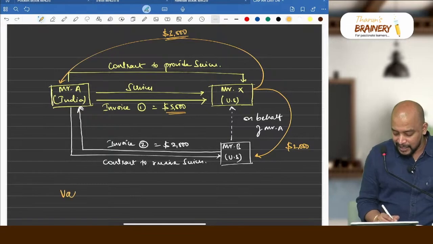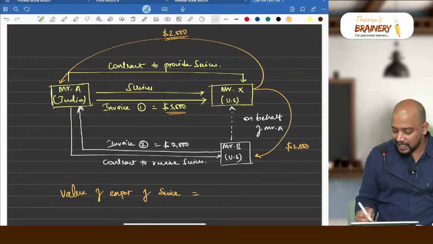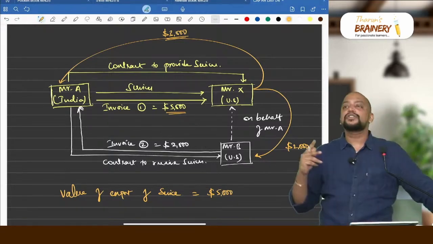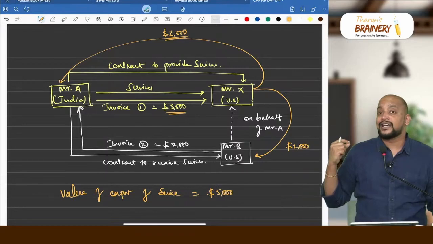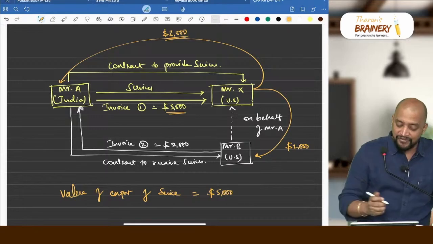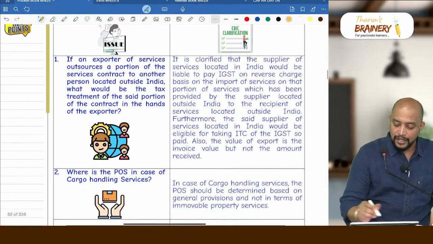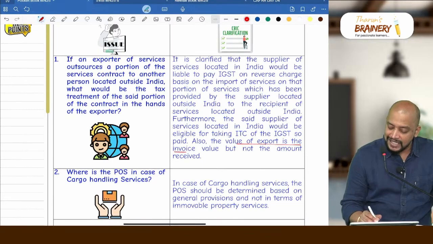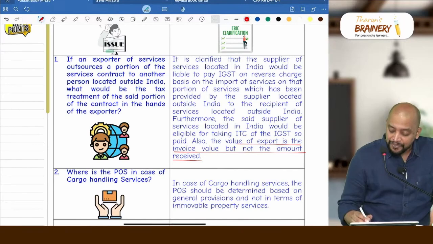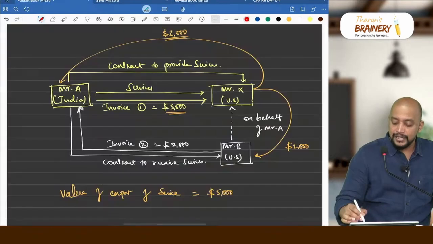Now, what should be taken as the value of export of service? Whether it is $5,000 or $3,000, the circular says we need to take $5,000. Even though the consideration actually received is $3,000, and the BRC, bank realization certificate, and FIRC, foreign inward remittance certificate, are for $3,000, the value of export of service should be $5,000. For that reason only they gave this circular. You can see here the value of export of service is the invoice value but not the amount received. That is with respect to this.